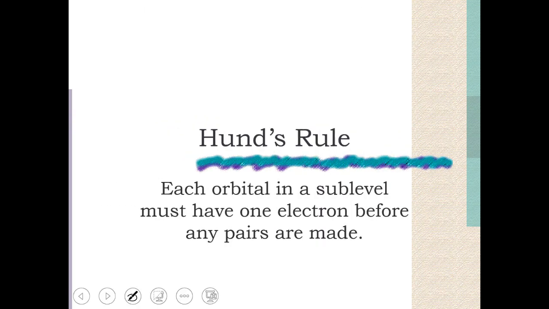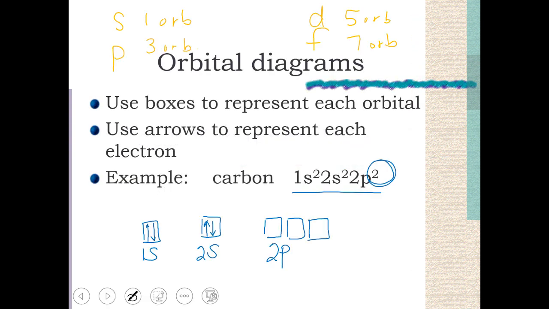Then there's something called Hund's rule. Each orbital in a sublevel has to have one electron before any pairs are made. That takes care of what to do back here, because each orbital within the sublevel has to have one. I cannot pair those two electrons up.